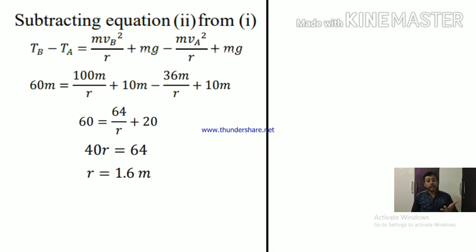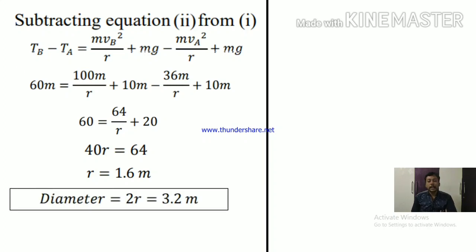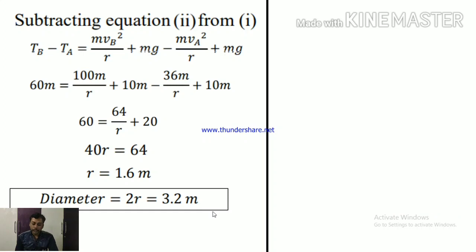But we have to calculate the diameter, and diameter is equal to 2 into radius. So diameter is equal to 2 into r, that is 2 into 1.6, that is equal to 3.2 meter. So first we determined 3.2 meter, that is the diameter.